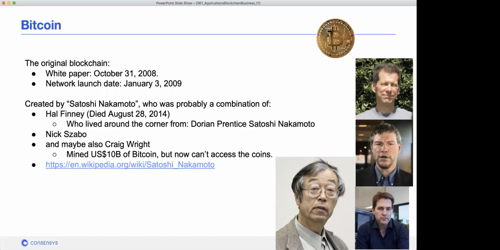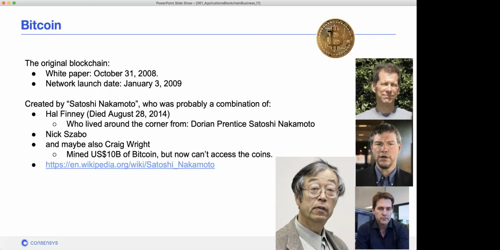And so Hal Finney, who was the top right photo, he had a neighbor around the corner whose name was Dorian Prentice Satoshi Nakamoto, who's the elderly man there. And so he has the form for potentially being Nakamoto, but maybe he actually worked in combination with Nick Szabo, who's the next photo down on the right, and also potentially Craig Wright.